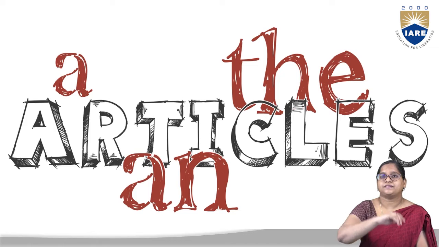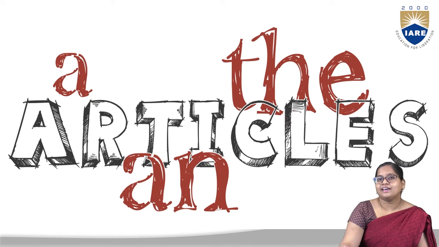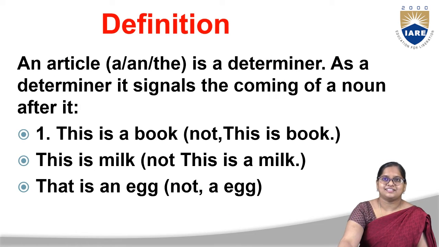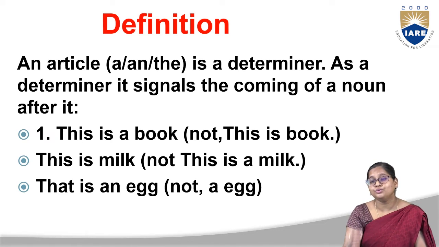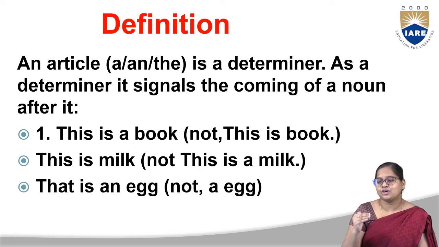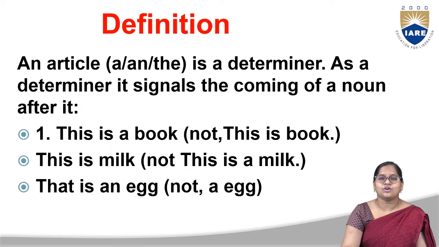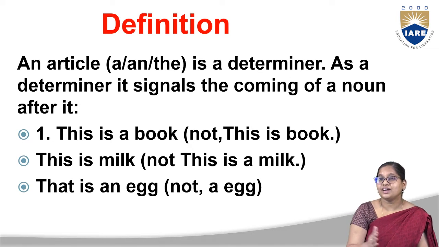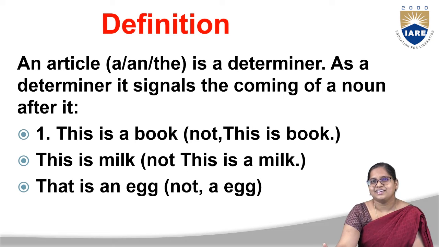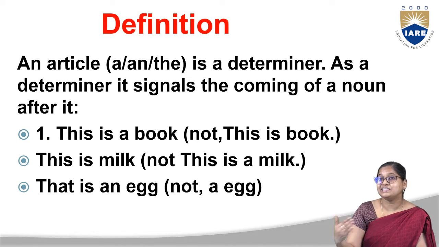Next, a and the. A and the are articles. Now, I do not want you to understand the stereotype definition, but I want you to understand these articles in context. Then definitely you'll be able to master them. An article is a determiner. We saw determiners, they determine something, right?